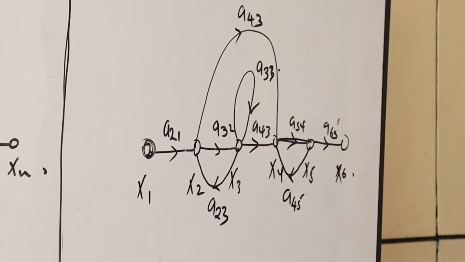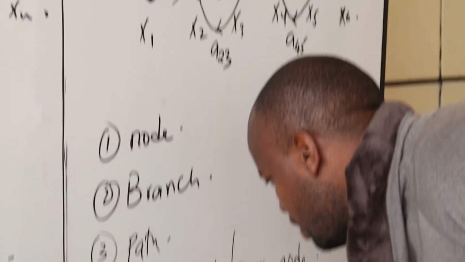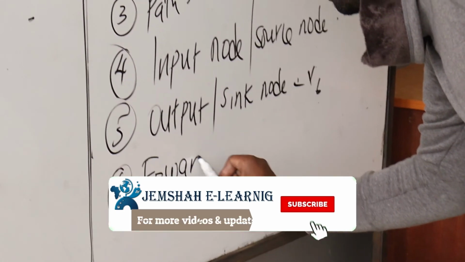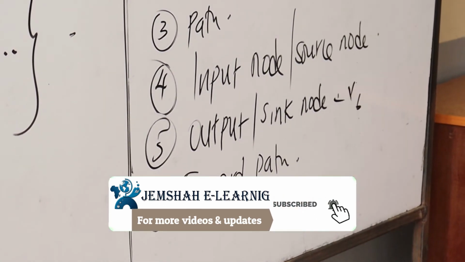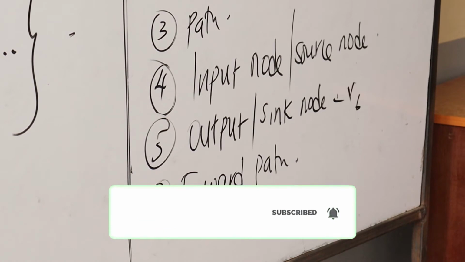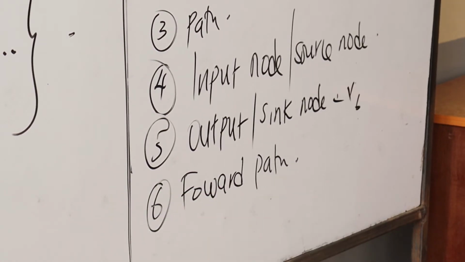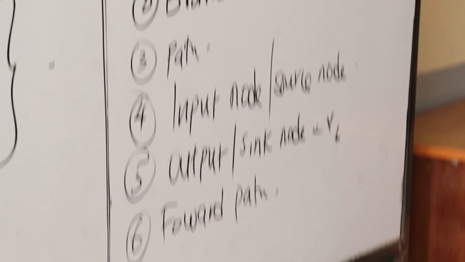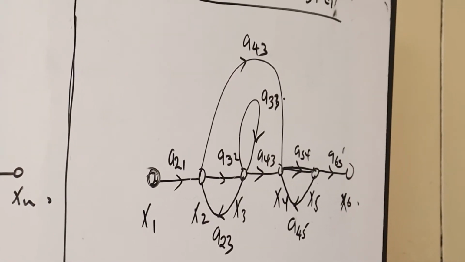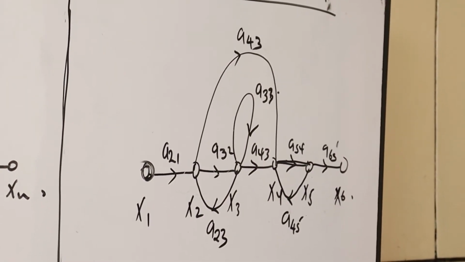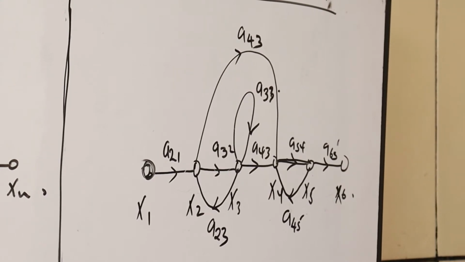Now we can look at number 6, which is what we refer to as the forward path. So we've talked of a path, and now we are talking of the forward path. The forward path will be very, very important in determining the transfer function using this method, and therefore it is very important for us to identify what a forward path is. A forward path is a path that comes from the input node to the output node.